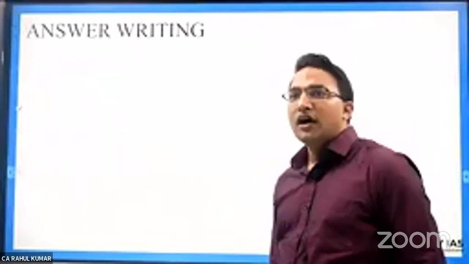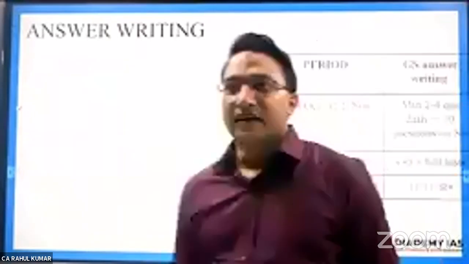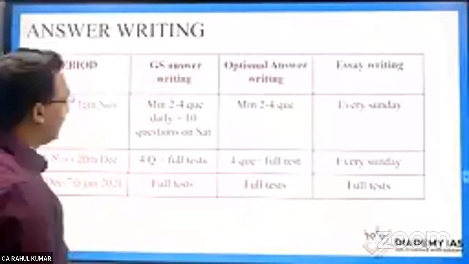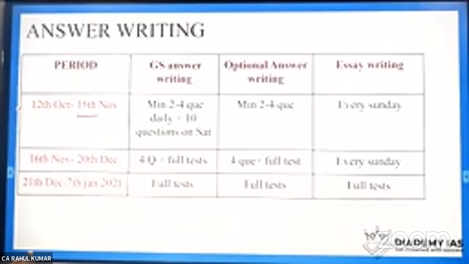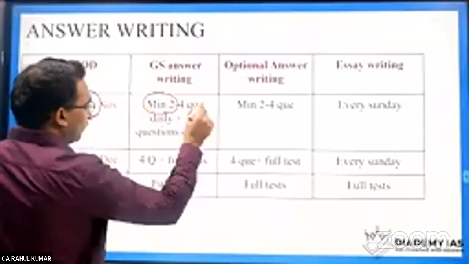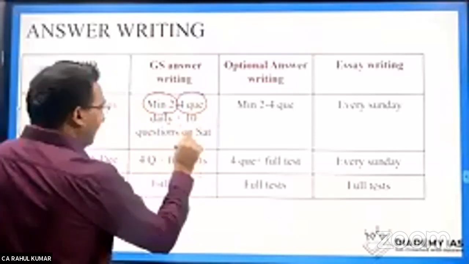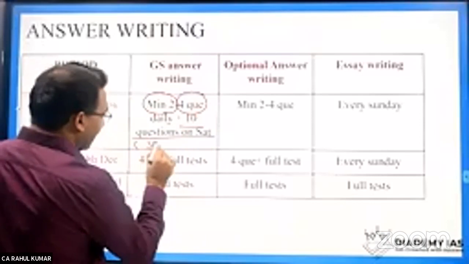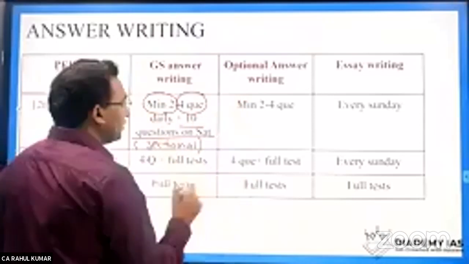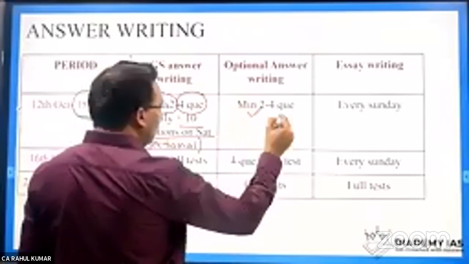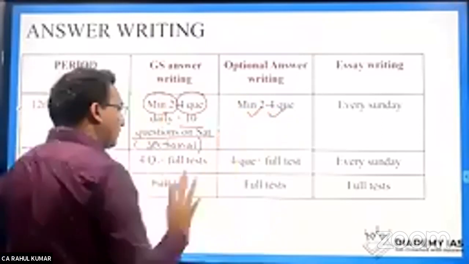Now, in this context, I also told you about answer writing, that in answer writing we have to focus in three different phases. We will start from 12th of October because many people are appearing in different examinations on 11th of October. From this time till the 15th of November, we will focus on a minimum of 2 questions and up to 4 questions on a daily basis, and 10 questions in the form of a kind of sectional test on the weekend, that is on Saturday or Sunday. In case of the optional, you will follow the same mechanism, either write 2 questions daily or 4 questions daily and 10 questions on the weekend.